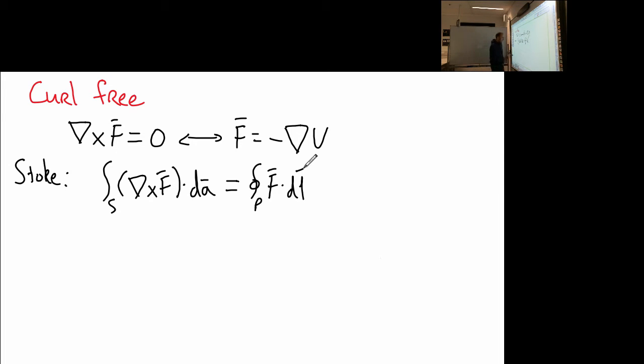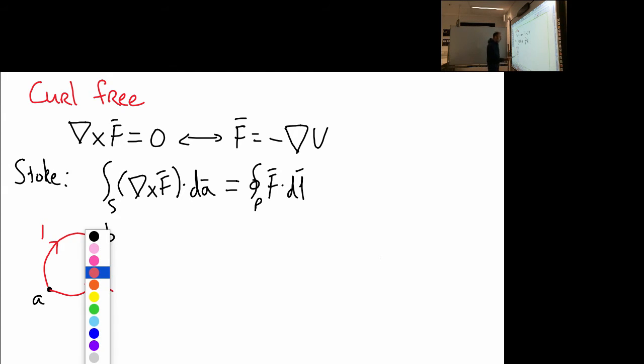So now what we're going to do is consider 2 points. Let's consider a point A and a point B. And let's consider that we can go from A to B by 2 paths. We can go by path 1, or we can go by path number 2. Okay, now what can we say about the line integral? Well, if we look at the tangential component of the line integral from A to B along path 1 or path 2, essentially we're going to get the same answer.